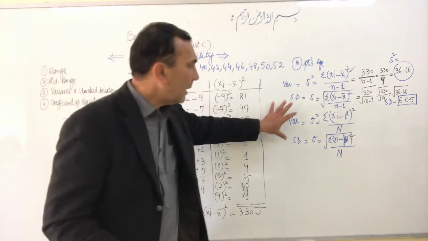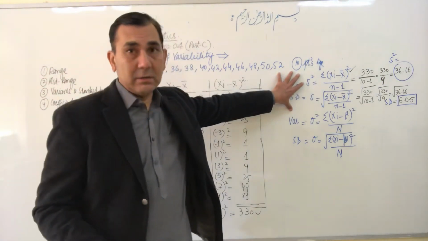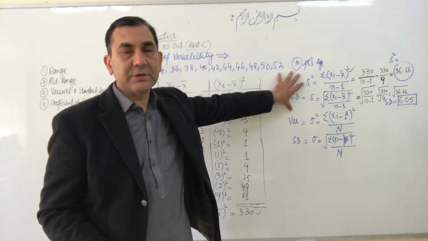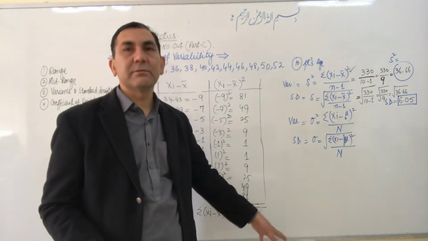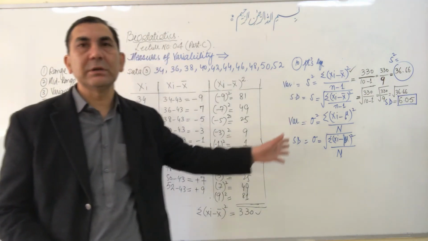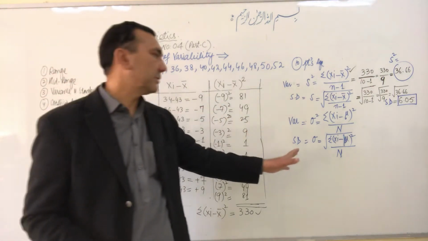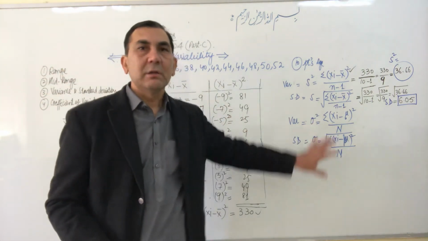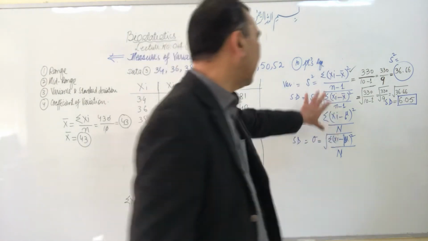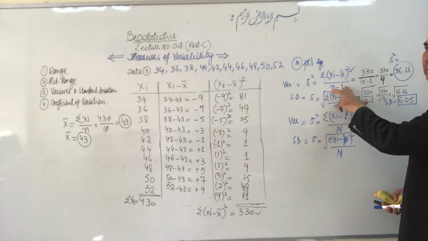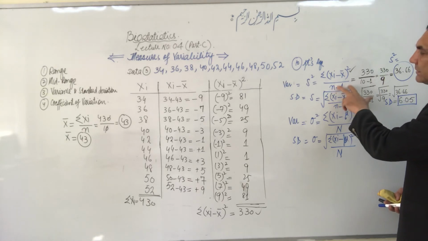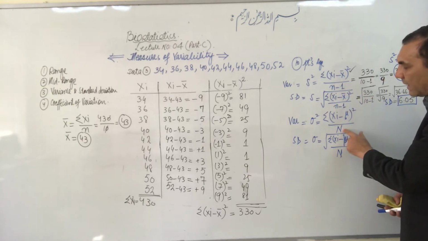So this formula is to measure the variance and standard deviation of the sample, and this formula is to measure the variance and standard deviation of the population. The formula is the same. Just in the denominator, where it is written n minus 1, we will write the capital N.